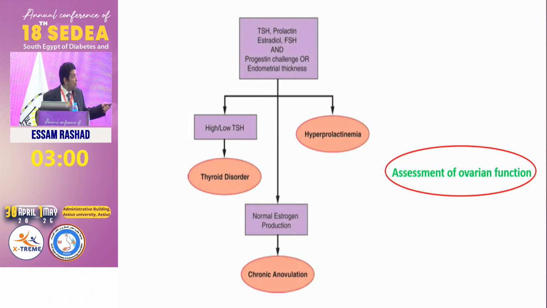Then think of the other or the higher level, which is the ovary. How is the ovary working? We need just to measure the estrogen. We measure the prolactin, TSH, FSH, and endometrial thickness. Endometrial thickness is measured with ultrasound. Endometrial thickness is a bioassay of estrogen. Don't measure it in the lab. The labs make mistakes. But measure it with the ultrasound.